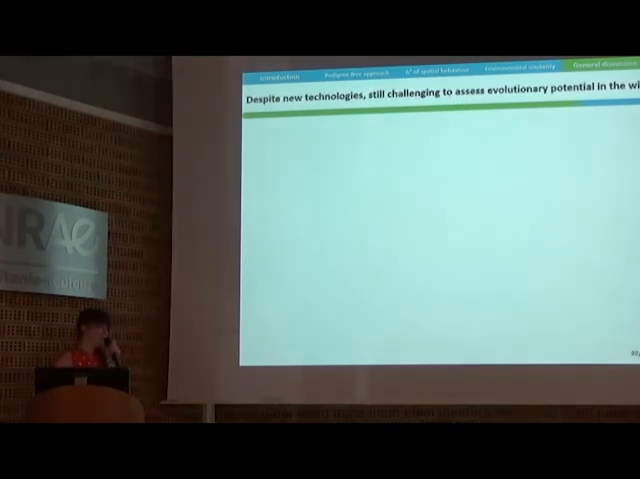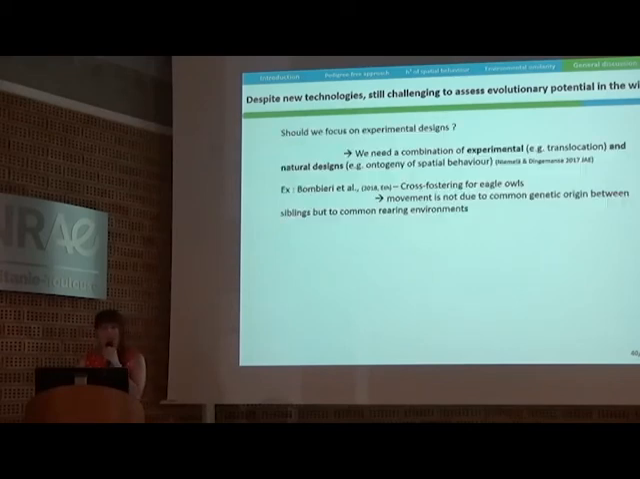So, in conclusion, it means that despite new technologies, it is still really challenging to assess evolutionary potential in the wild. But does it mean we should stop studies in the wild? I don't think so. I think that we rather need a combination of experimental and natural designs. For example, Burberry and colleagues did cross-fostering, so they exchanged the eggs in the nests of eagle owls, and then they studied movement behavior.